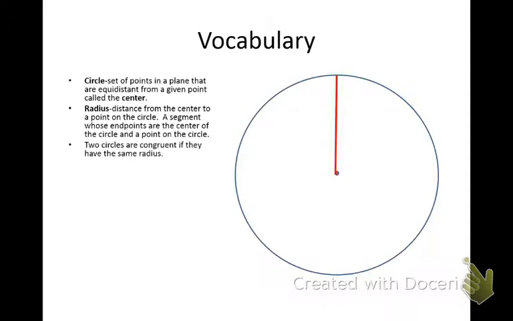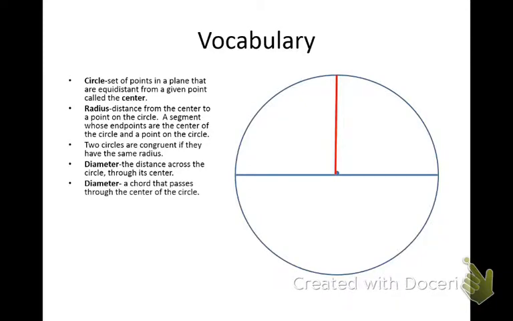Two circles are congruent if they have the same radius. Right. If they have the same radius, the circles are going to be congruent. Diameter is the distance across the circle through the center. There's a picture, the blue line is the diameter. It goes through the center of the circle.